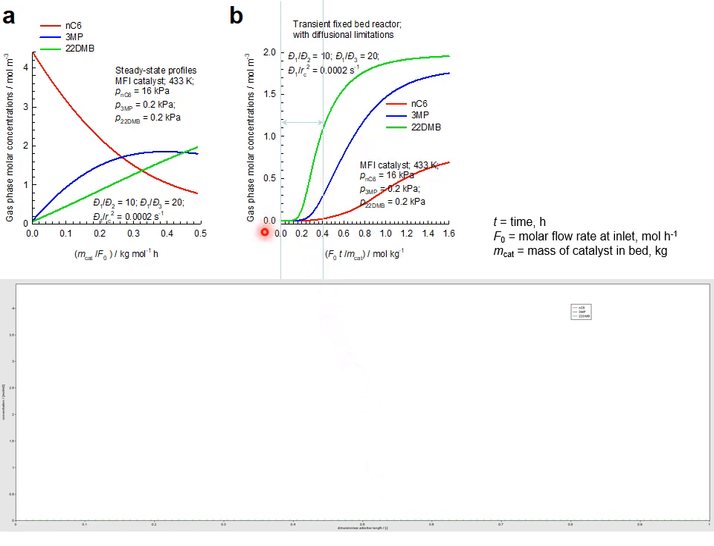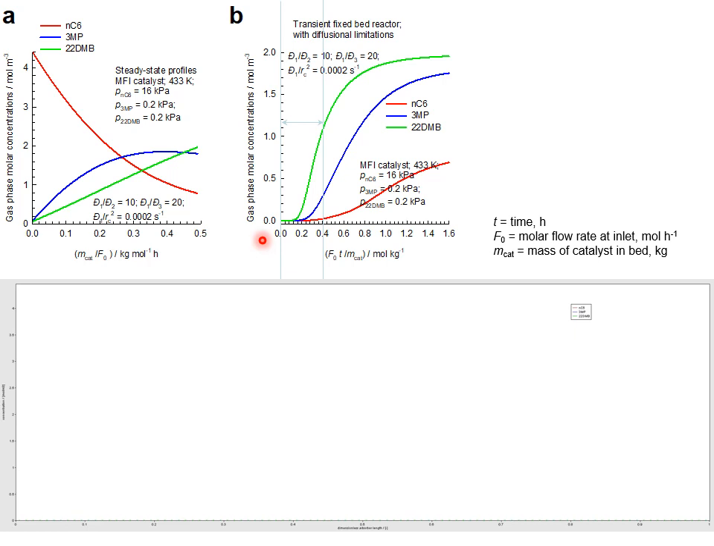right hand side shows the gas concentration exiting the fixed bed catalytic reactor as a function of time. Rather than use time as the x-axis, I use a modified time parameter where the time t is multiplied by the molar flow rate at the inlet, F sub naught, and the F naught times t is divided by the mass of catalyst in the bed.